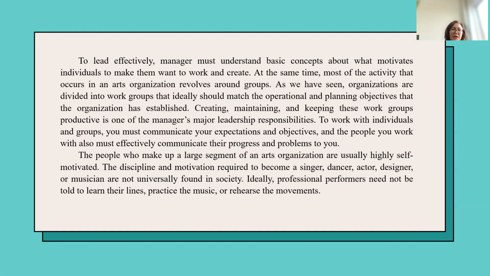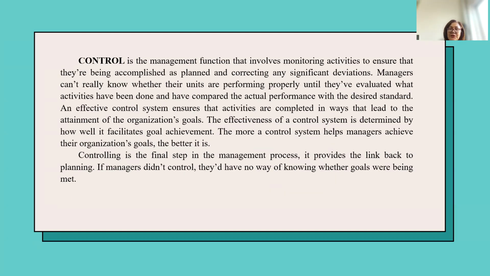As we have seen, organizations are divided into work groups that ideally should match the operational and the planning objectives. Next function is control. Control is a management function that involves monitoring activities in order to ensure that they are being accomplished as planned and correcting any significant deviations. Managers can't really know whether their units are performing properly until they've evaluated what activities have been done and have compared. Controlling is the final step in the management process. It provides the link back to planning. If managers didn't control, they'd have no way of knowing whether the goals were being met.